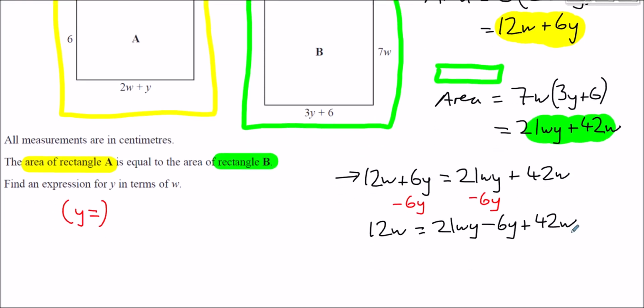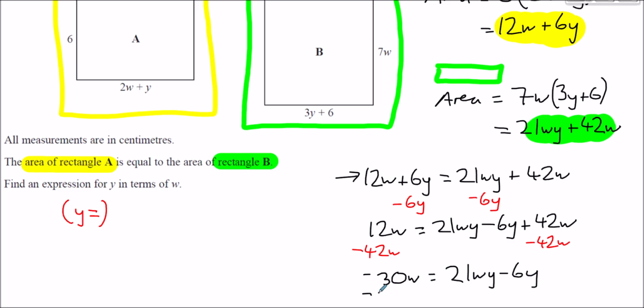Again, we can get the w's onto the same side. We can make these disappear on the right by taking away 42w. If we take away 42w on the right, I need to do the same on the left. So the left becomes 12w's take away 42. 42 take away 12 would be 30. So 12 take away 42, the other way around, would be minus 30. So we're going to have minus 30w equals 21wy minus 6y.